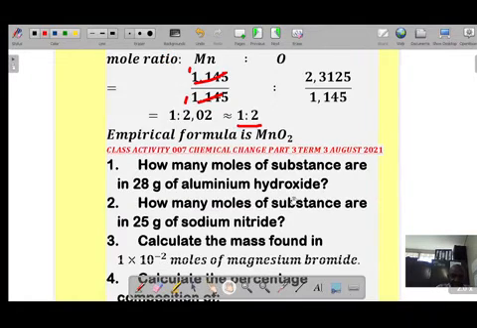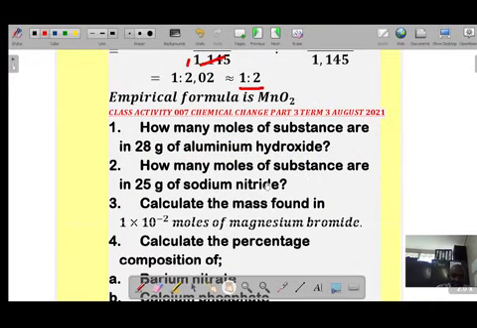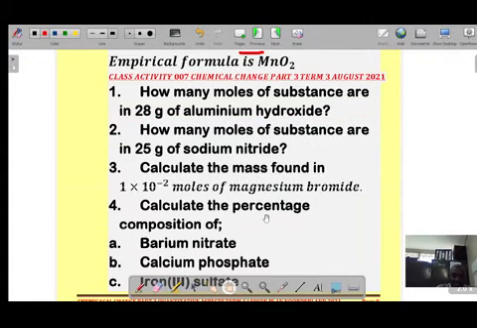Now this is a class activity. Class activity, please try it out and see if you understand what we discussed. If you don't understand the activity, please pause the video and replay it again. Okay. Here they want percentage composition, but let us proceed. Let us do one here by the way.